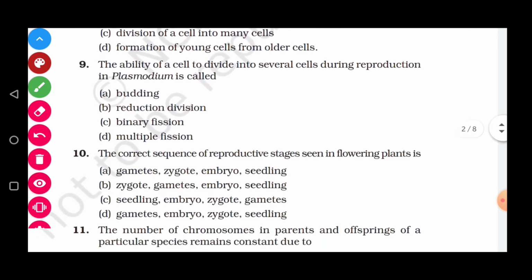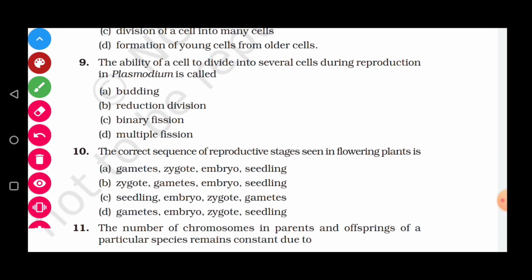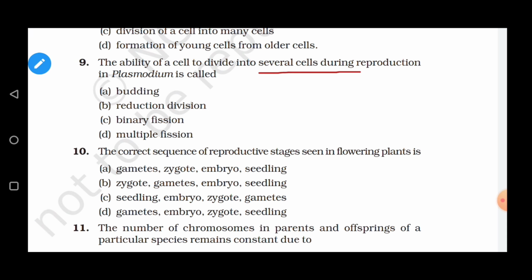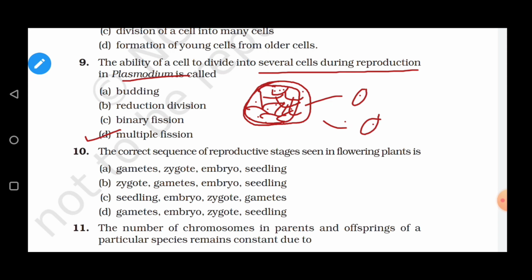Next question, the ability of a cell to divide into several cells during reproduction in plasmodium is called. Plasmodium के अंदर एक सेल का बहुत सारी सेल्स में डिवाइड होना, इस तरीके की रिप्रोडक्शन को कहा जाता है मल्टीपल फिजन. We know plasmodium grows inside the human body, जहाँ पे एक सेल बार बार डिवाइड होती है and they form a multicellular structure and this type of division is known as multiple fission. And when this outer covering, that cyst hard outer covering is burst, all these cells can be released out. So this type of division is known as multiple fission and it is found in the case of plasmodium.